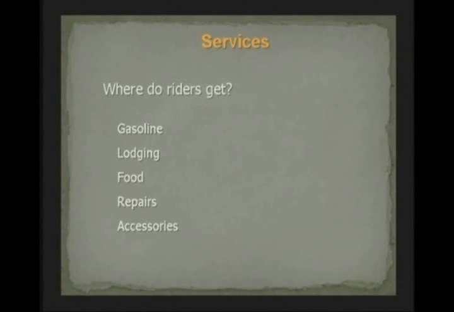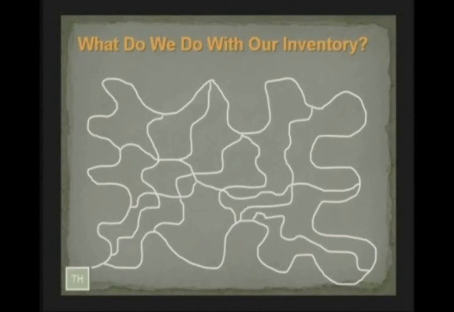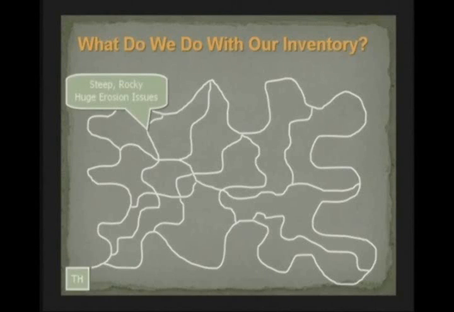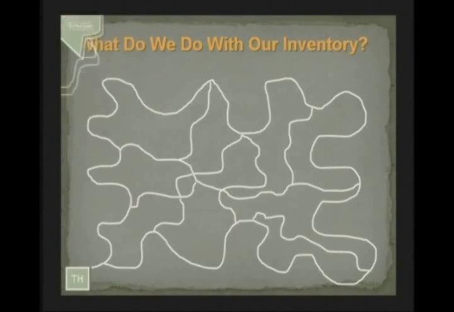Once we have the inventory, what do we do with it? Let's look at this inventory. In typical fashion, it may look like a bowl of spaghetti, but let's simplify it by taking a look at specific routes. This one is a good perimeter trail, so it's worth keeping. This one may exceed density guidelines, so it will go away. This one is steep, rocky, and has huge erosion issues. It has to go away too.